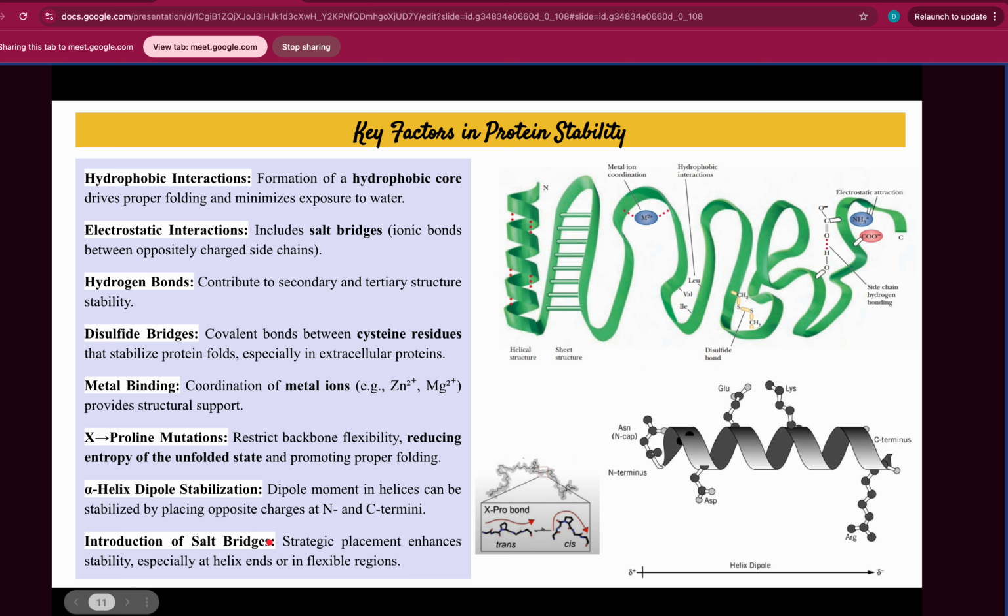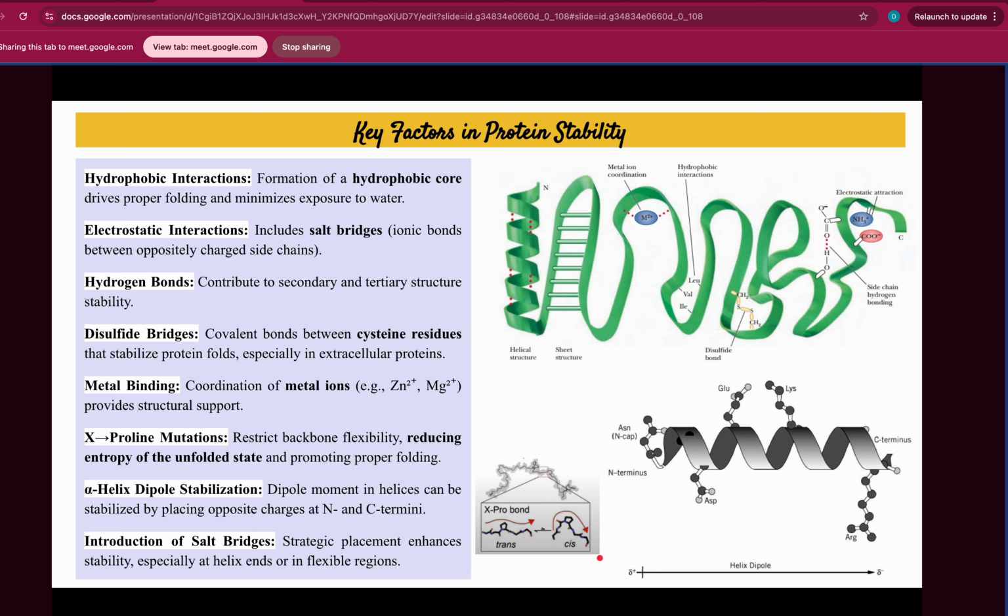And the next thing is... So this is the representation that the glutamate and lysine are placed so that they are oppositely charged. What they will do is stabilize the alpha helix. And now the introduction of salt bridges. If we strategically place these salt bridges, then they will also further enhance the stability, especially at the helix and in the flexible regions.